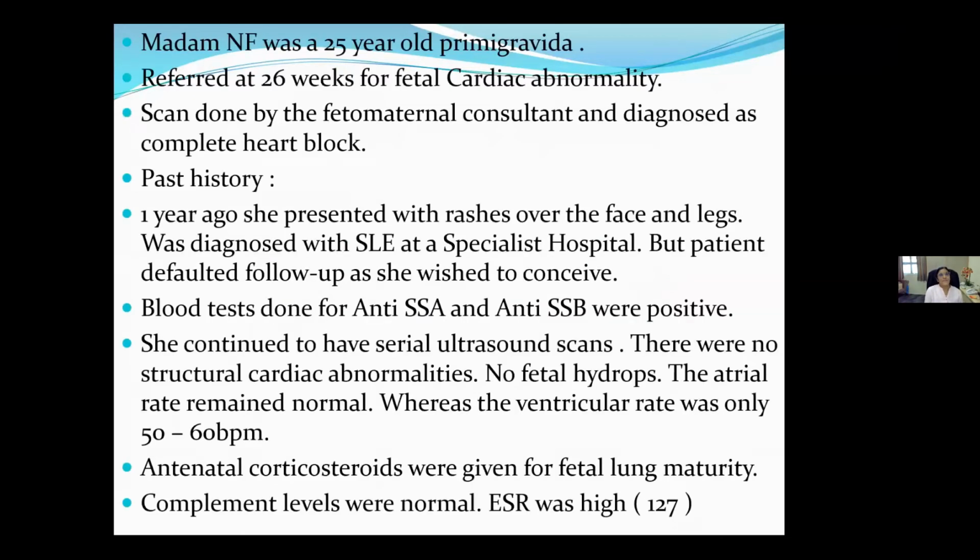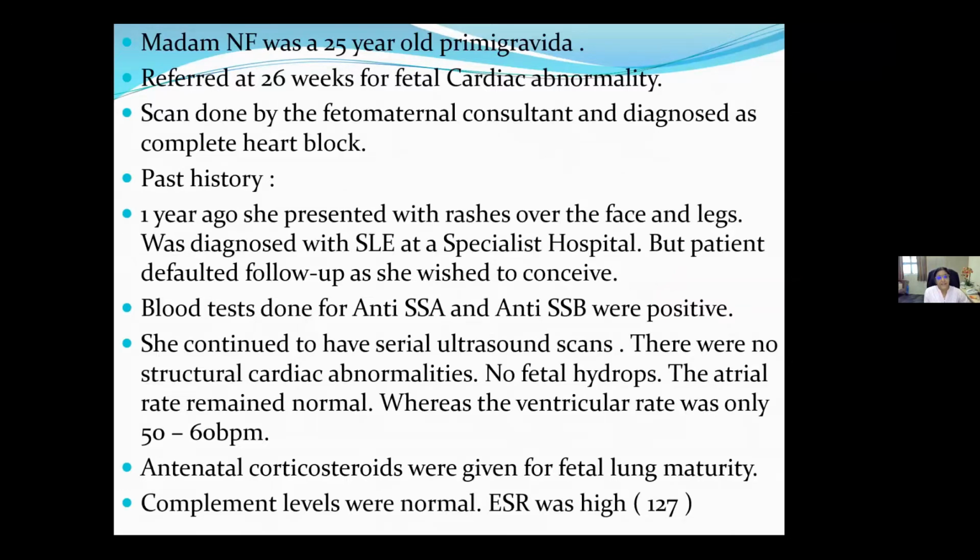So Madam NF was referred at 26 weeks for fetal cardiac abnormality, and a scan done by the feto-maternal consultant diagnosed complete heart block. She gives a past history of 1 year back. She had rashes over the face and legs, and was diagnosed with SLE at a specialist hospital. But the patient defaulted follow-up as she wished to conceive.